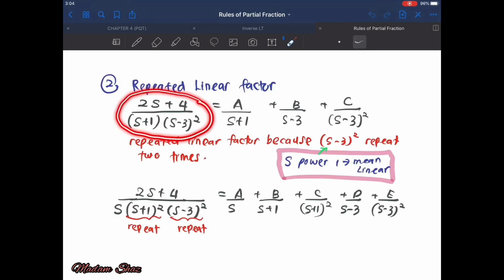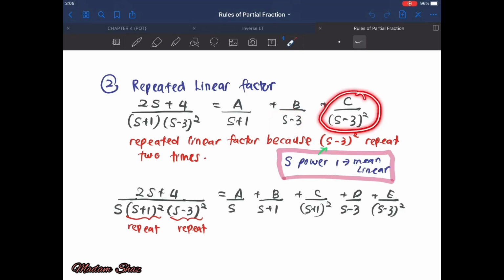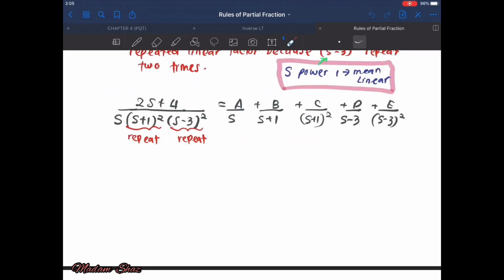2s plus 4 divided by s plus 1 multiplied by s minus 3 to the power of 2 will become A over s plus 1 for the first bracket, plus B over s minus 3 with the power of 1, plus C over s minus 3 with the power of 2. Since s minus 3 here is repeated 2 times, that is why we have power 1 and power 2. So let's take a look at another example.